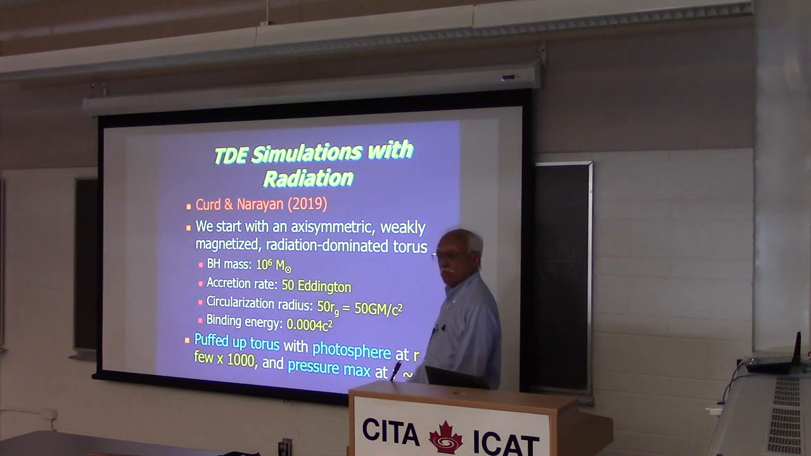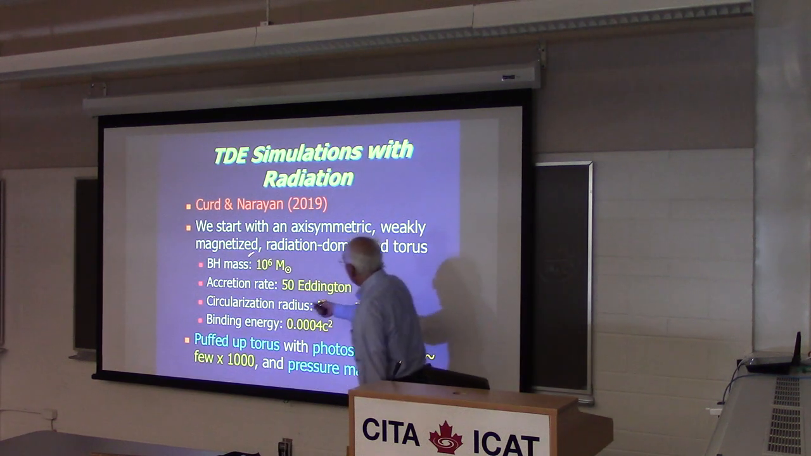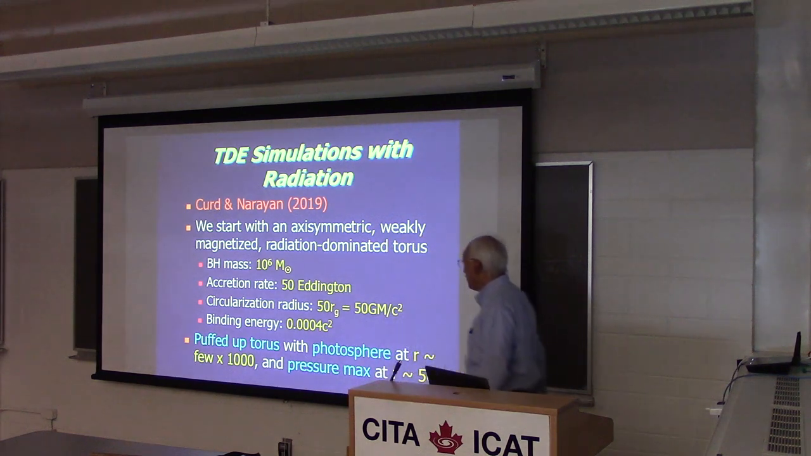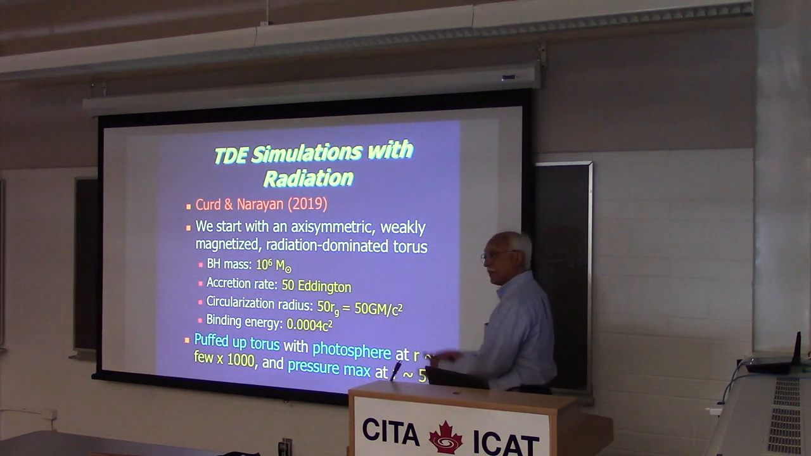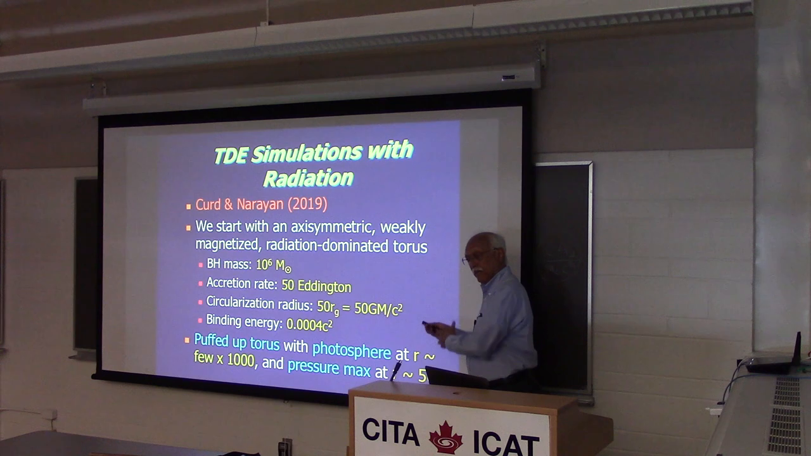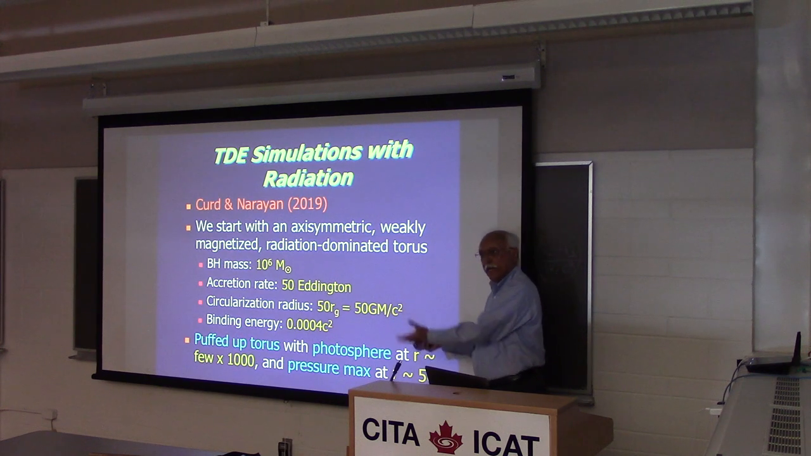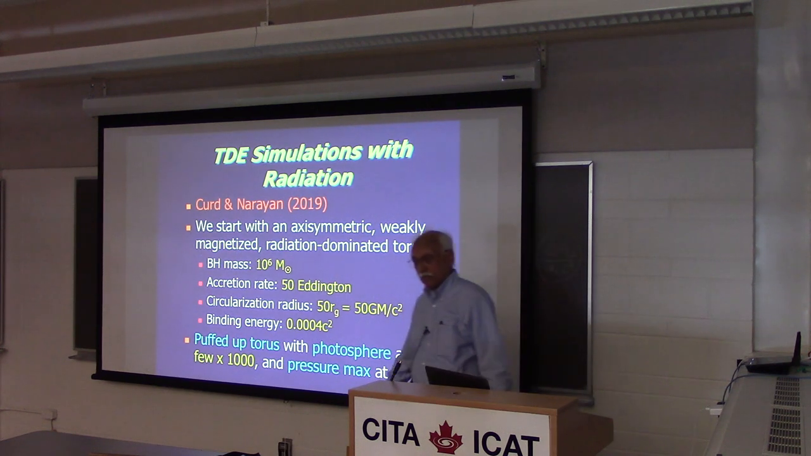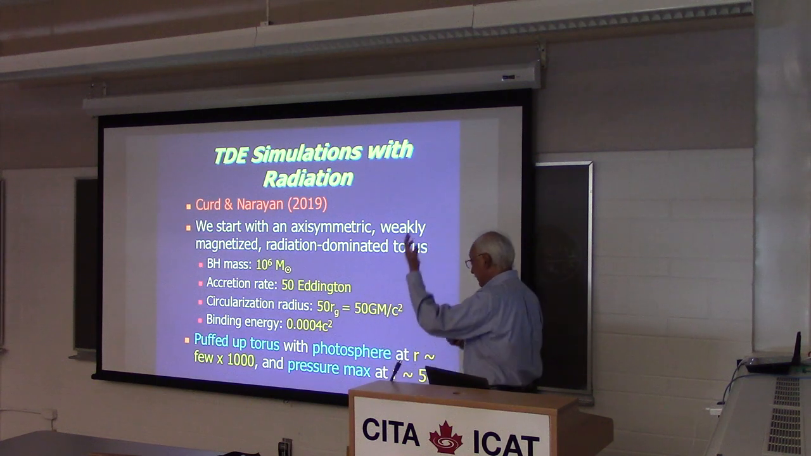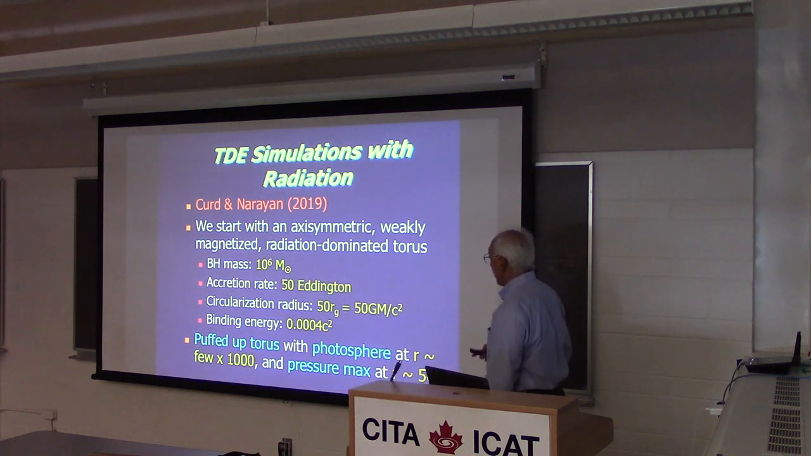Accreting at 50 Eddington, he thought that was a good number. 10^6 solar mass black hole. And essentially you take this and run it with your radiation GR code and see what it does. It's going to accrete, it's going to have winds, it's going to have this and that. The question is, what are all these this and that?